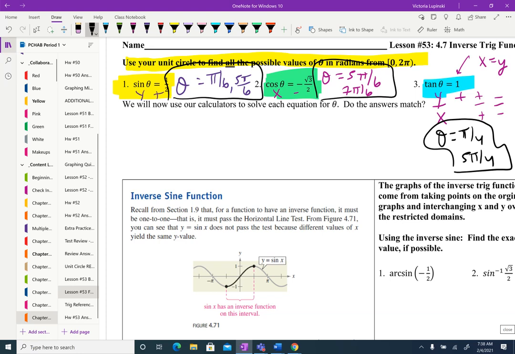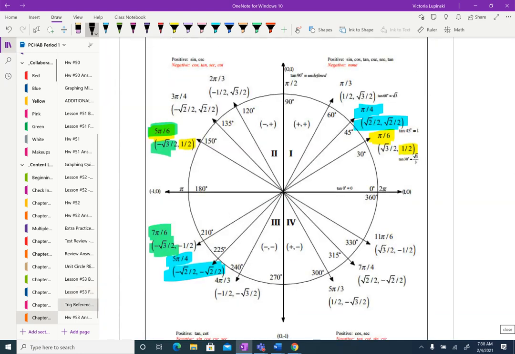Sure. So if the ratio of a tangent is a y over an x, and that turns out to be a 1, the only way that can happen is if you divide something by itself. Like if you divided 5 by 5, you would get a 1. If you divided a half by a half, you would get a 1. So you can only choose a value on the circle where the X and the Y are the same.